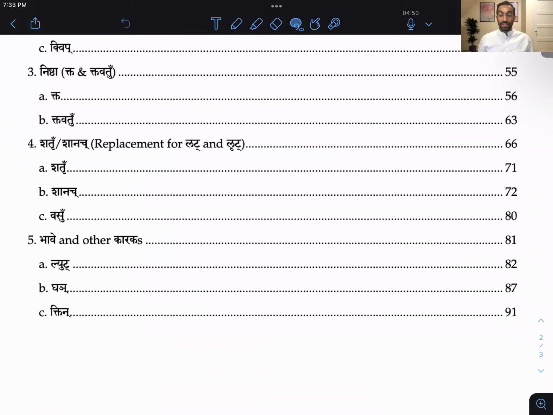With that, I believe that's the end of the Kṛdanta section. So that's the end of this whole section. We will hopefully get to tin, otherwise we'll probably take one more class on tin.